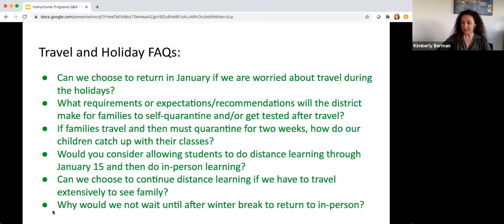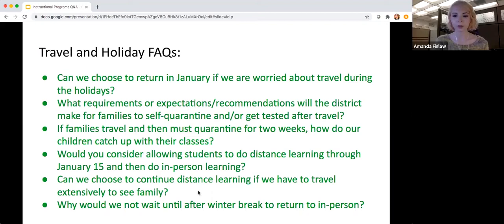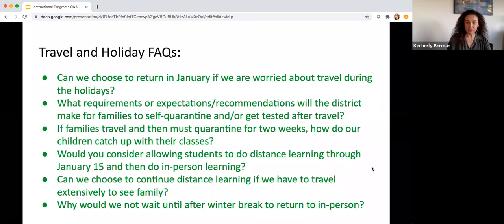Can we choose to continue distance learning if we have to travel extensively to see family? We are asking that those who choose distance learning are those who are choosing to quarantine either for a family member or themselves. Why would we not wait until after winter break to return to in-person? We know that in-person learning is really important in our community, and we are prepared to open our schools.